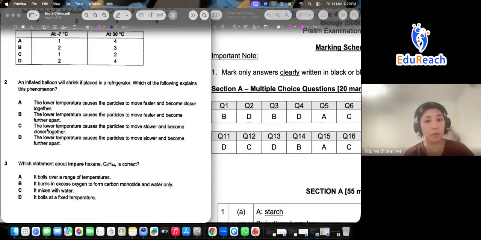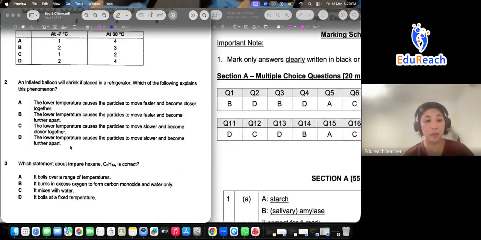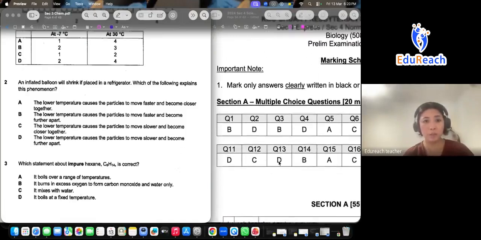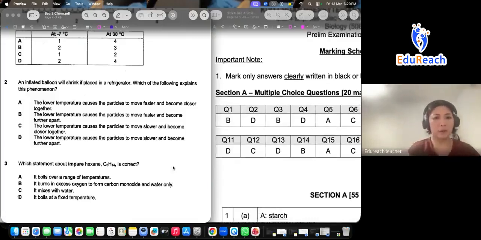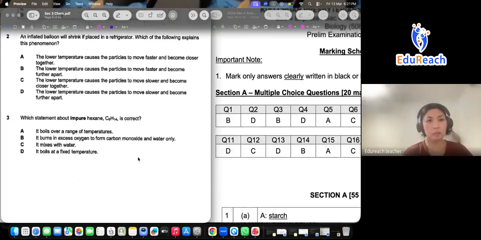Shouldn't it be closer together? Question number 2, the answer is D, but the answer should actually be option C. Would you agree? Yeah, because it shrinks, right? So the particles must be closer together, occupying a smaller volume. I don't know why the answer for question 2 is D, "become further apart." That shouldn't be right. Anyway, question 2 should be C.